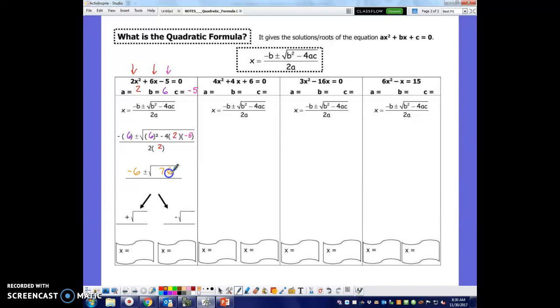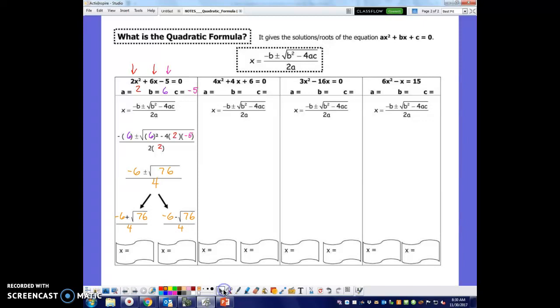So 76. And then what's 2 times 2? 4. So now we're going to deal with that plus or minus. So we're going to do negative 6 plus the square root of 76 divided by 4. And negative 6 minus the square root of 76 divided by 4.